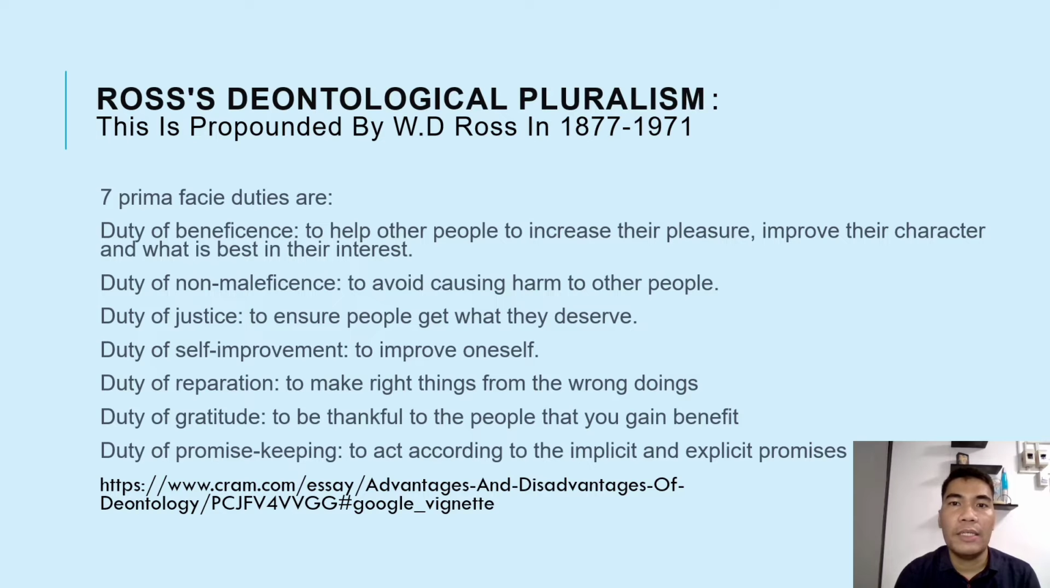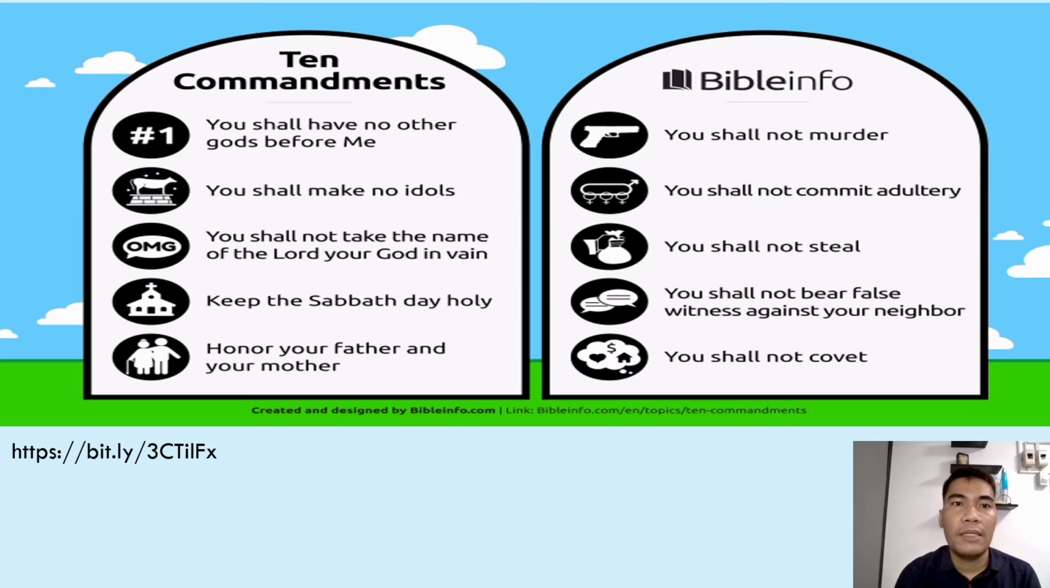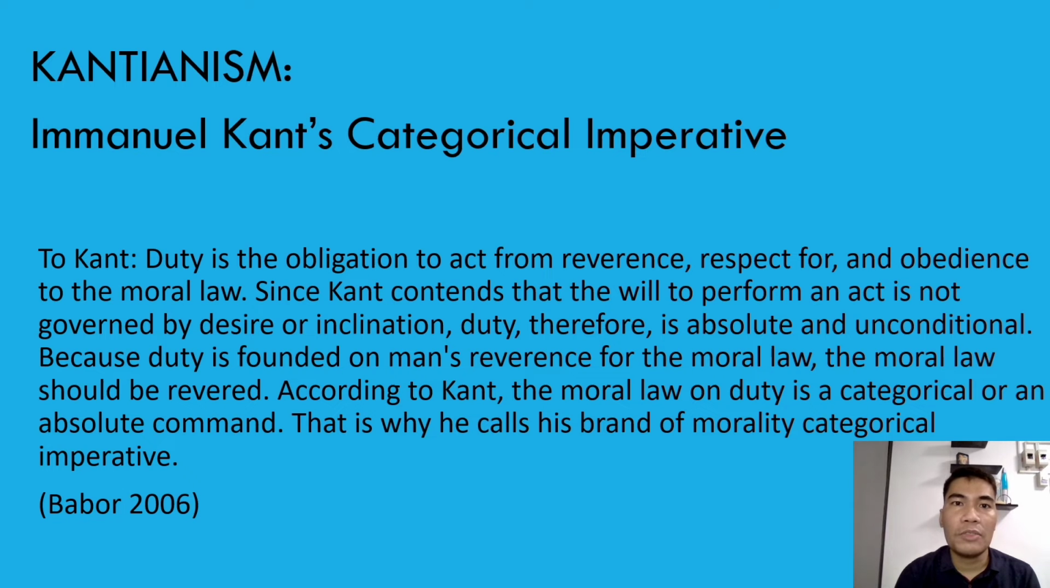So that is one of the examples of deontological ethics. Another is the divine command theory. This is famous, the Ten Commandments. You're familiar with this, or from the Quran or from other sacred texts. But the focus we have in deontology is the deontology of Kantianism, which is Immanuel Kant's categorical imperative.